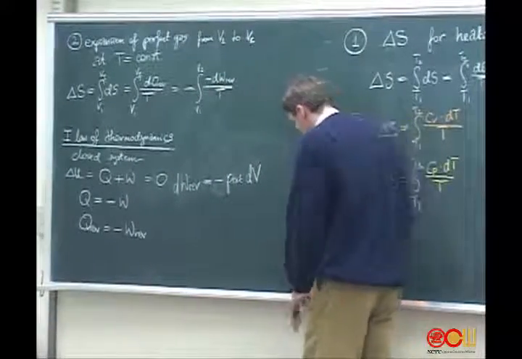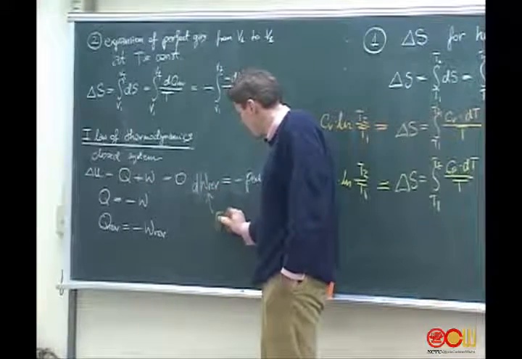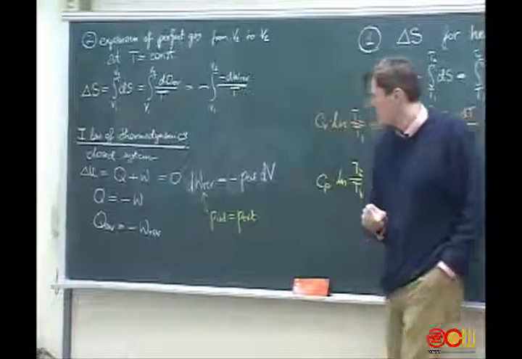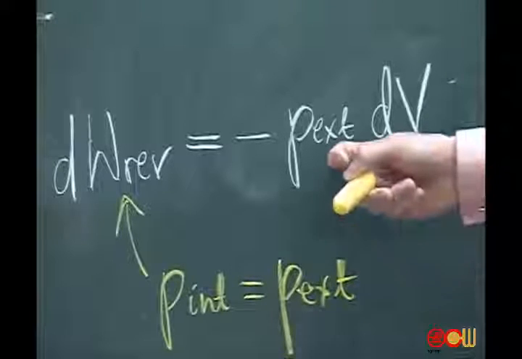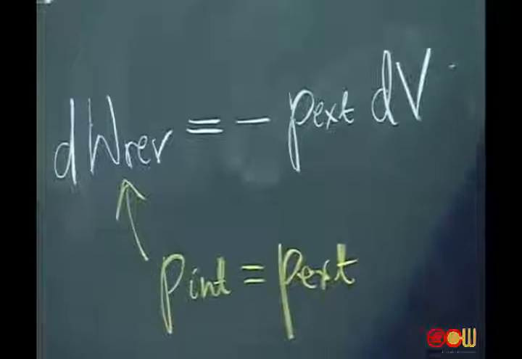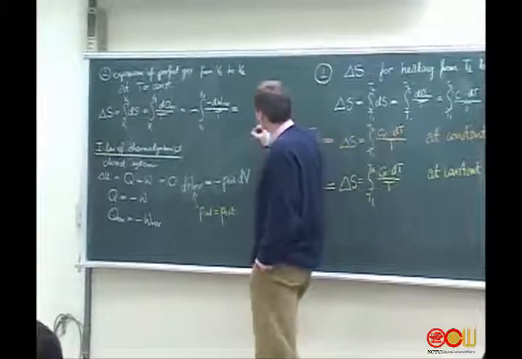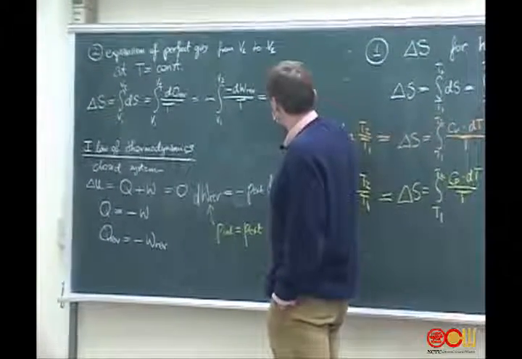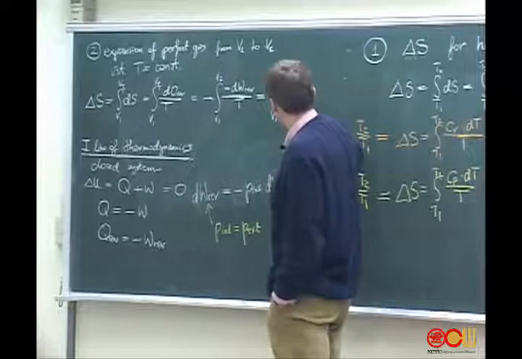And now you remember that if this was reversible, then the P internal was equal to the P external. The difference of pressure inside the system and outside of the system must be very small to assure that this is a reversible process. So instead of P external, I can use here P internal. I put this one in this equation, so the minus minus will cancel, and I get P times dV over T.